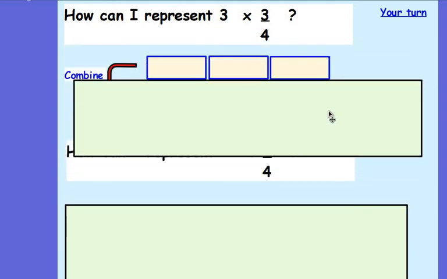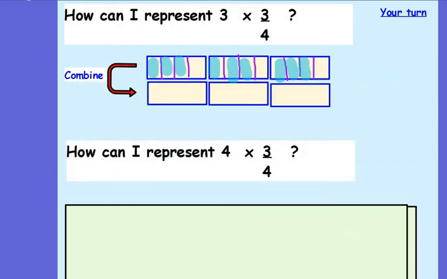Right, let's go through the answer. For the first one, I need 3 bars. Each of my bars I'm going to split into 4 pieces because I'm looking at quarters. Each of those bars has got 3/4 shaded in. So 1, 2, 3, 1, 2, 3, 1, 2, 3. Let's combine them up exactly the same way.